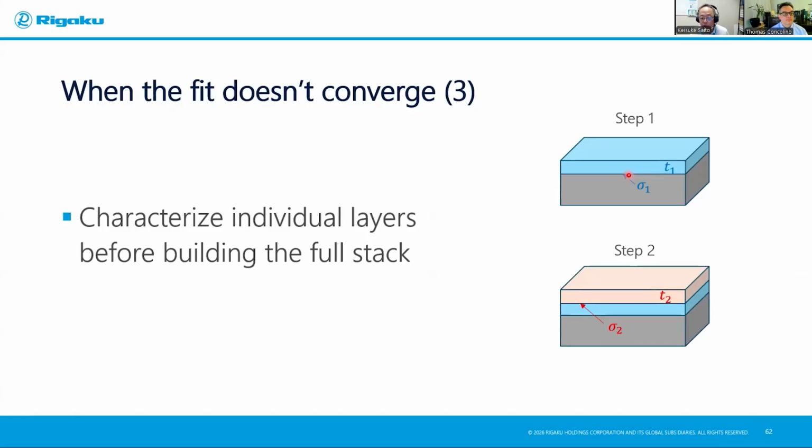And then when you fit step number 2, you can fix T1 and sigma 1 in the parameter set so that you only refine T2 and sigma 2. This makes fitting much easier compared to fitting 4 parameters, because you only have 2 parameters to fit. Then if you have more than 2 layers, you can figure out the thickness and roughness step by step. Finally, you should be able to fit the complete sample stack.